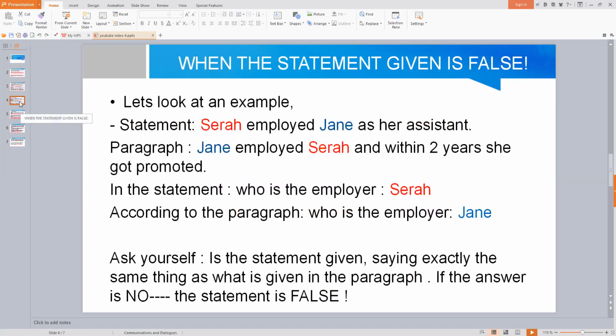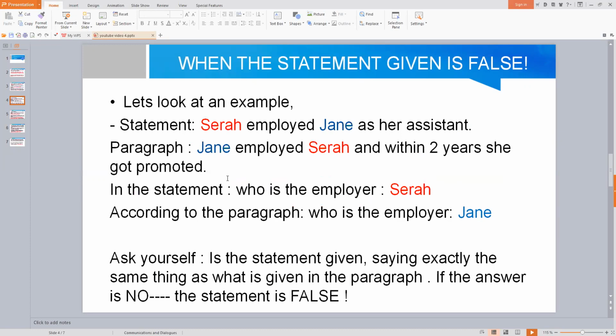Now let's look at when the statement given is false. Let's look at an example because looking at examples makes it easy. And then I'll explain why it's false, okay? Now the statement given is, Sarah employed Jane as her assistant. Okay, Sarah employed Jane as her assistant. Here Sarah is employing or keeping Jane as her assistant.